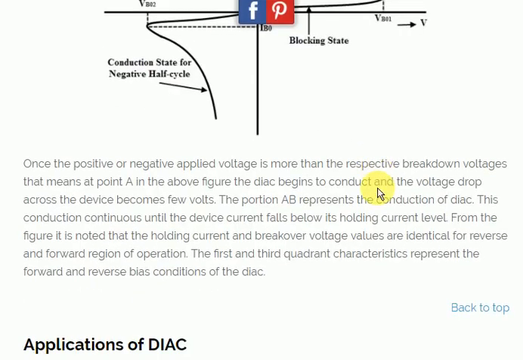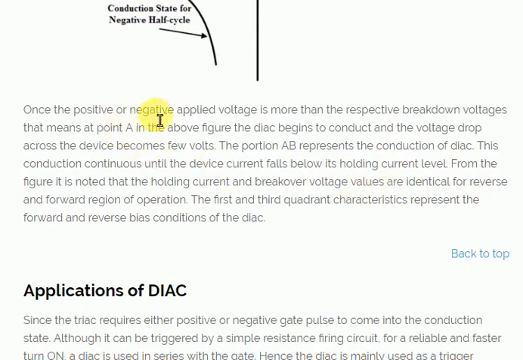Once a positive or negative voltage applied is more than the respective breakover voltage, that is the point A in the figure, the diac starts conducting and the voltage drop across the device becomes a few volts. The portion AB represents the conduction of the diac. This conduction continues until the device current falls below the holding current level.